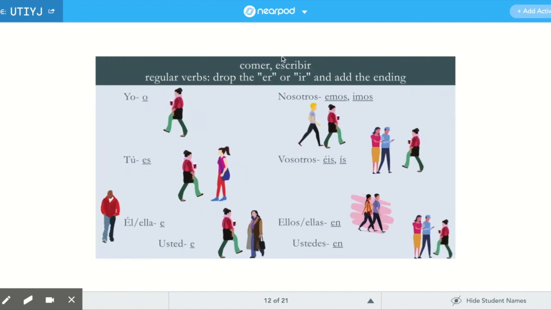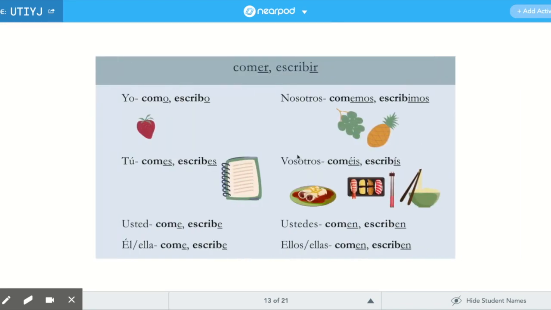So it's a similar pattern with ER and IR verbs. The endings look a little bit different, but they do follow the same pattern more or less. So comer, to eat, escribir, to write. Here's what that's going to look like. So I eat is going to be yo como, yo escribo. Tú comes, tú escribes. So most of the time, ER and IR verbs have the same pattern.